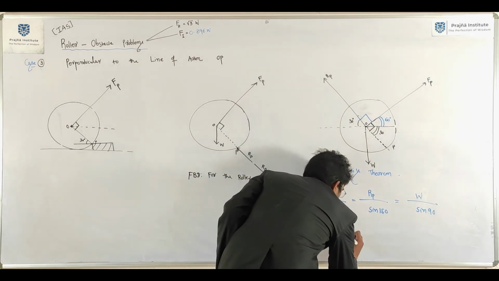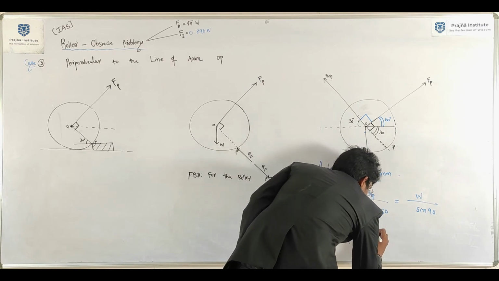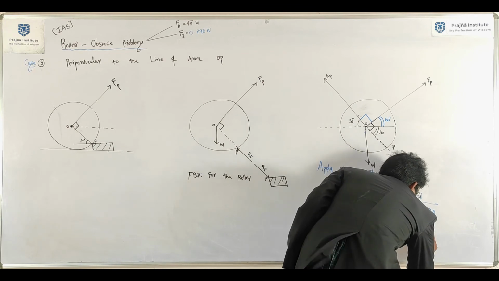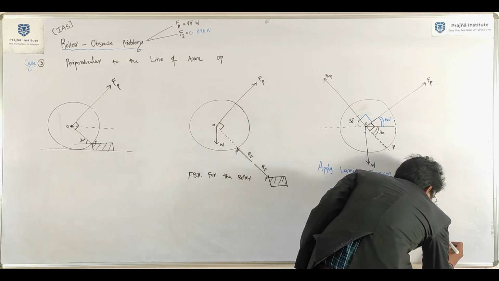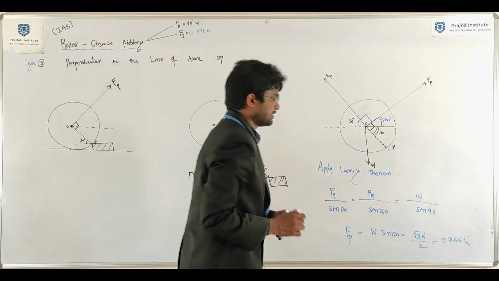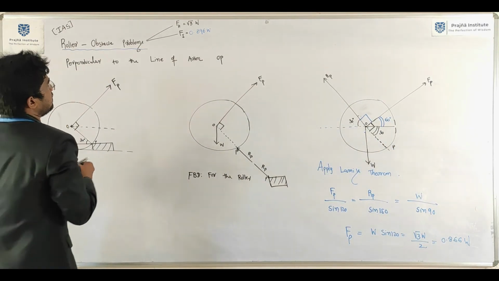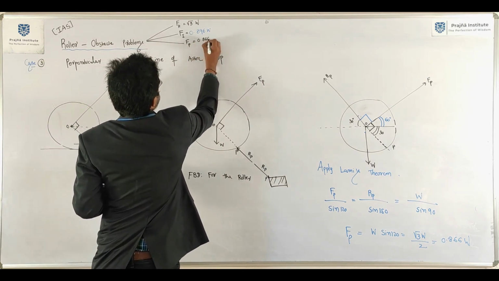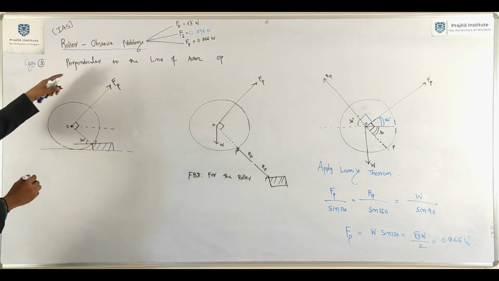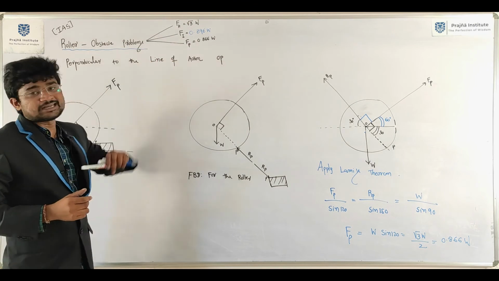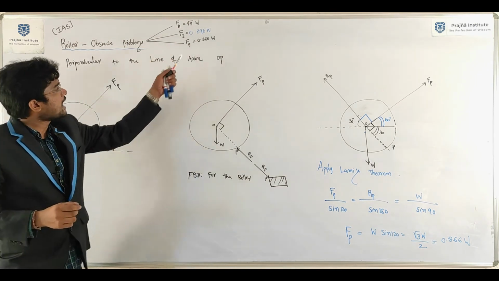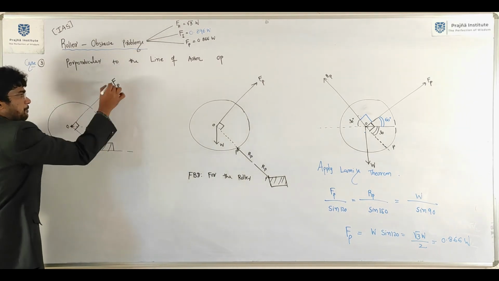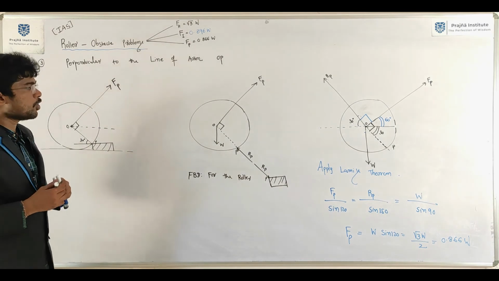Here how much is this? FP equal to W sine 120. Here root 3W by 2. 0.866 W. Correct? Here FP equal to 0.866 W. Okay? Case 3. In case 1, horizontal force, then inclined force and a perpendicular force. The perpendicular force, this particular thing, FP is acting perpendicular to line of action, OP.